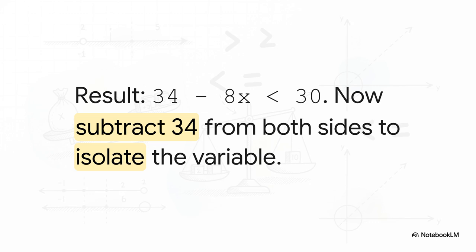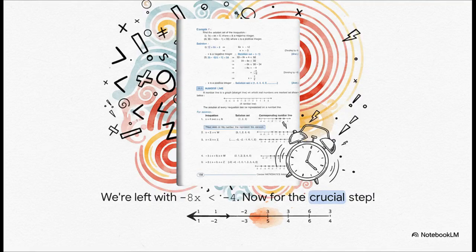Our next move is to get that x term all by itself, so we'll subtract 34 from both sides to start clearing things out. And look where we are now. We've got -8x is less than -4. We are just one single step from our solution. But wait, you see it, right?